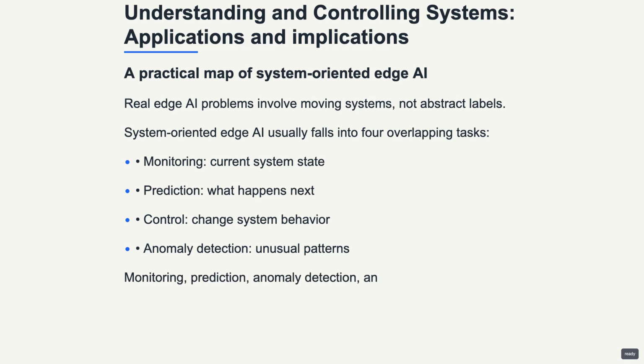These four tasks fit together. Monitoring tells you what is happening now. Prediction tells you what may happen soon. Anomaly detection tells you when the pattern has gone off course. And control uses that information to change the outcome. Some systems only need an alert, while others need a response in milliseconds.